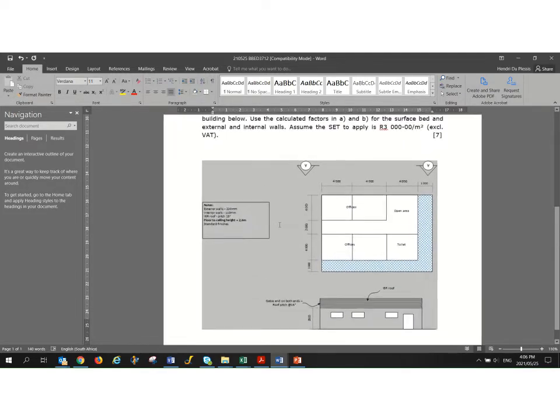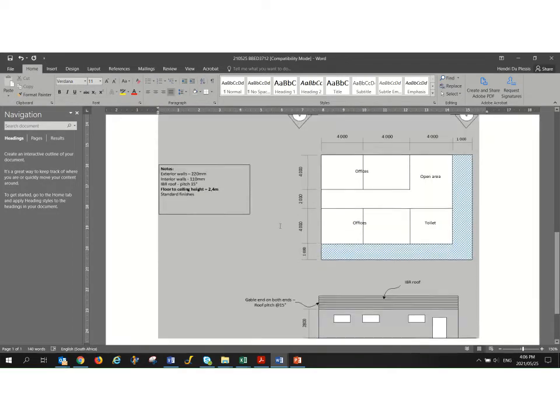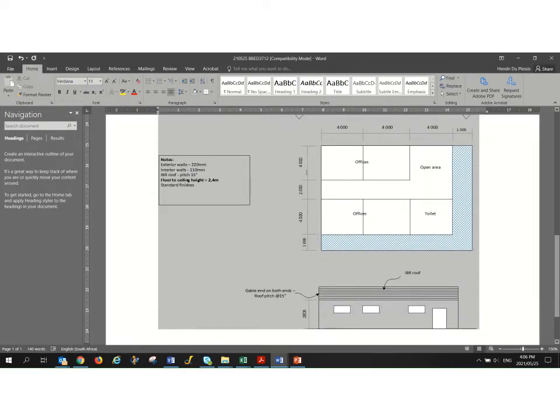Then looking at the drawing, the available information that we've got, certain dimensions are given. We're given the basic information that the exterior walls are 220 millimeters and the interior 110. We've got an IBR roof with a pitch of 1.5, so that's very important to take note of. We've got a floor to ceiling height of 2.4 meters. Okay, and then we've got standard finishes.